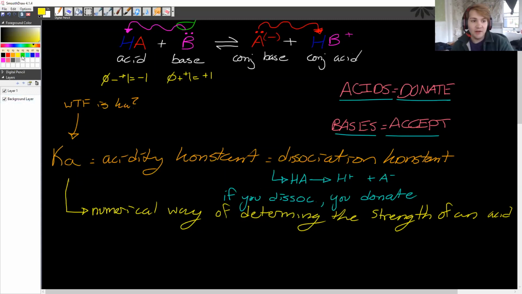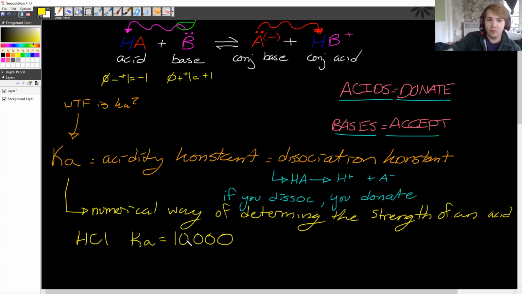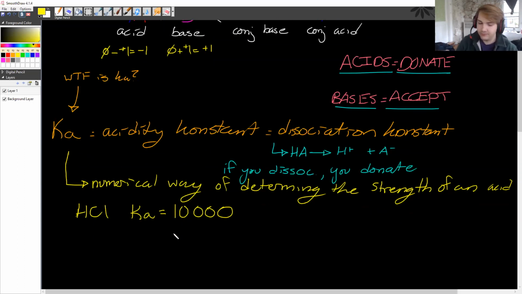So what's someone's favorite acid in the world? Someone give me an acid. How do we feel about hydrochloric acid? Is that one good? And when we look at hydrochloric acid, the Ka of this is 10,000. So it has a dissociation strength, we could say, of 10,000. Not those exact words, but something like that.